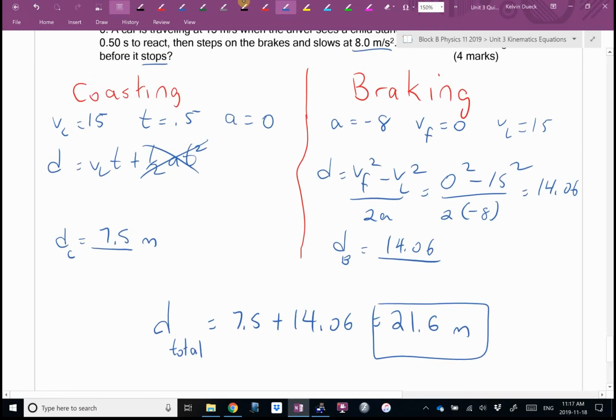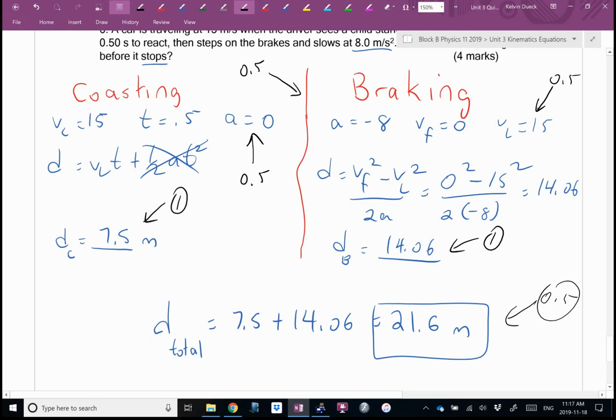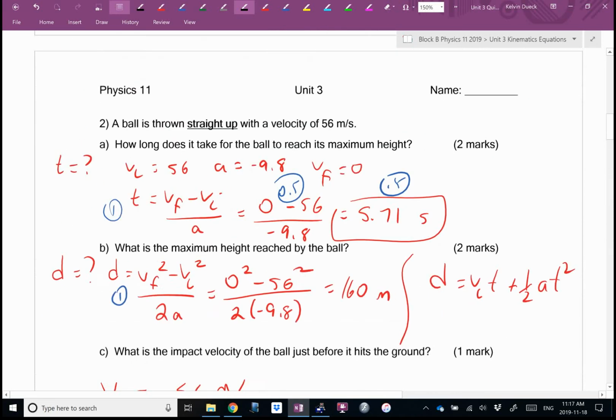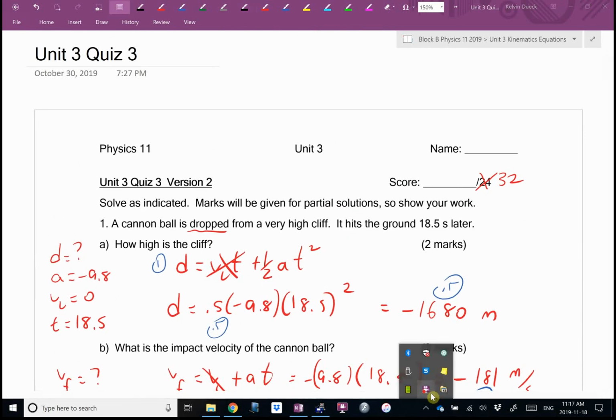Otherwise, I would give you, just for cluing in that you needed to draw a line, a half mark for that. I would give you a half mark if I saw that you had realized that your VI on the right side was 15 because you hadn't hit the brakes yet. So that's 1.5. Then I would give you 1 mark for that. That's 3.5. And I would give you a half mark for cluing in that you had to add them together. So can you give yourself a lovely score out of 36, please? If you need to lawyer with me, now is the time.